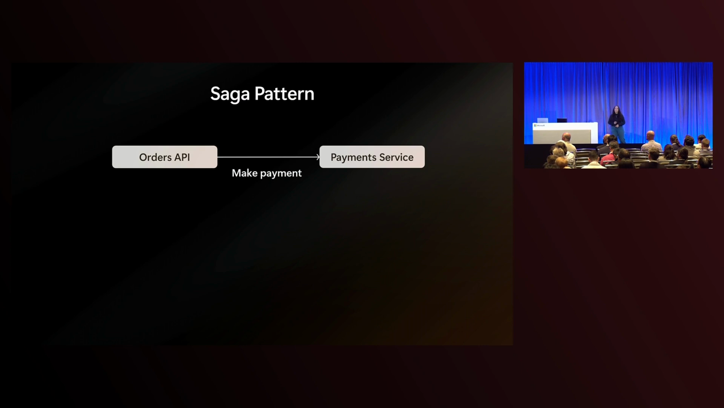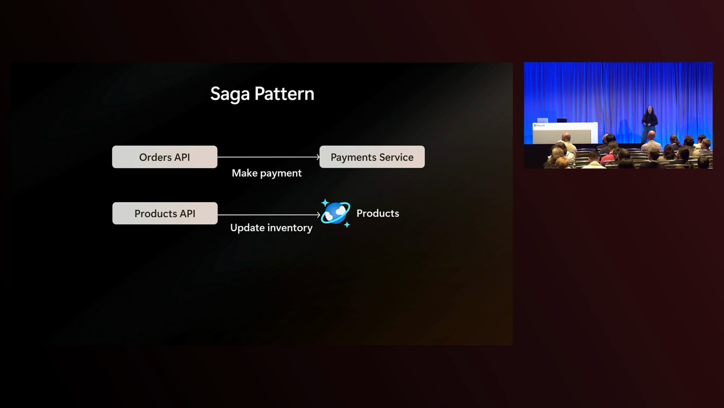In our example, we're going to use the event queue. So we know we have our orders API, which makes calls to our payment service. And we also have our products API. Now, the products API is responsible for updating inventory in our products database in Cosmos DB. We have an event queue, which is also hosted in Cosmos DB, and we're able to have all the events that happen from all of our microservices input onto this queue.